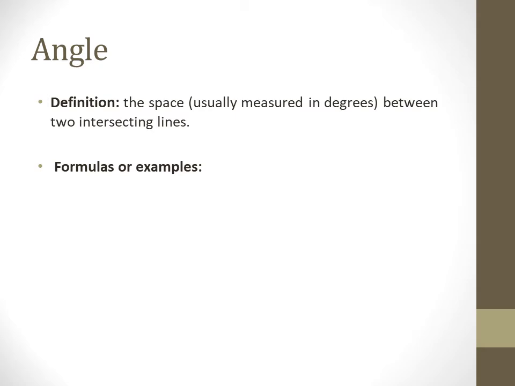First of all, an angle. An angle is the space, usually measured in degrees, between two intersecting lines. Okay, so the space between two intersecting lines. Two lines that come together. All right?